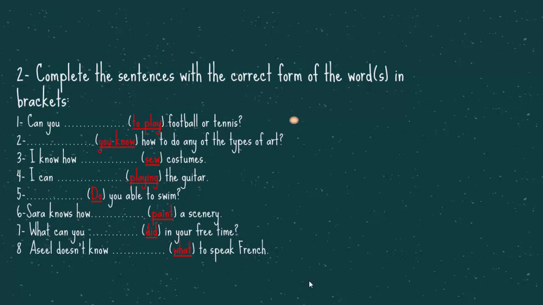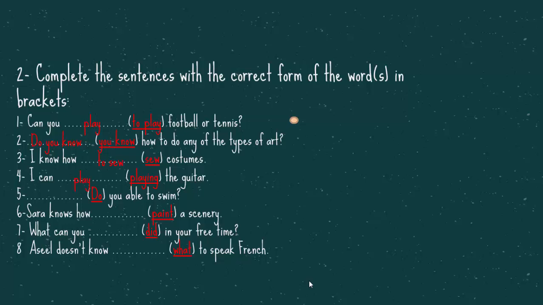Let's do this exercise here. Complete the sentences with the correct form of the words in brackets. The first one, can you football or tennis? So the answer is, can you play? Number 2, how to do any of the types of art? So, do you know? Number 3, I know how costumes. So, how to sew. Number 4, I can the guitar. So I can play. Number 5, you able to swim?